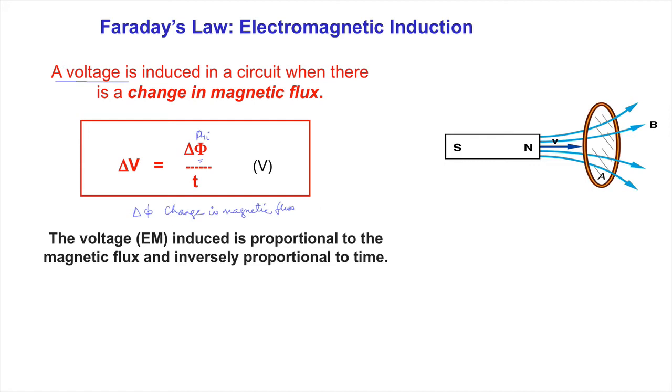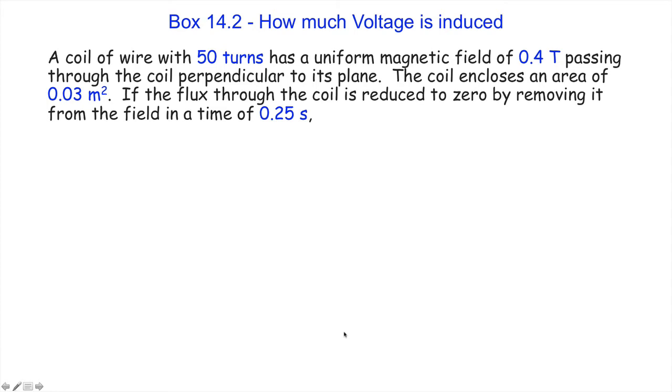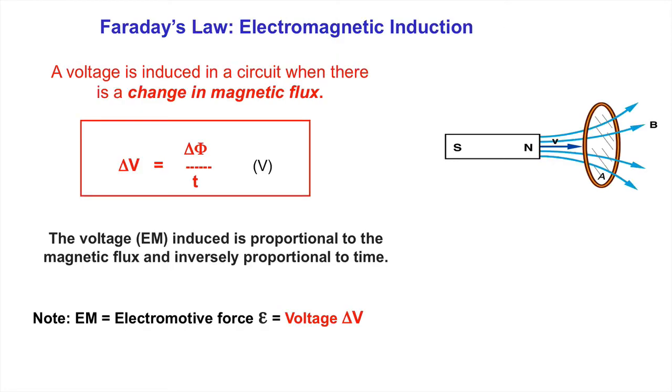So the voltage EMF, sometimes known as electromotive force, induced is proportional to the change in magnetic flux. Sometimes the electromotive force is represented by the Greek letter epsilon, something that looks like an uppercase E, equals delta phi over delta t. Okay. So how much voltage is induced? Let's say you have a single wire, you get a single equation to calculate how much magnetic flux you're going to get.